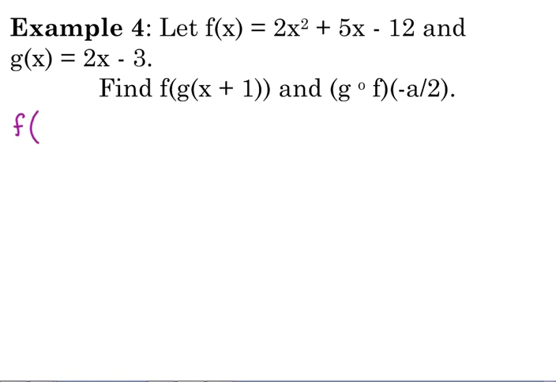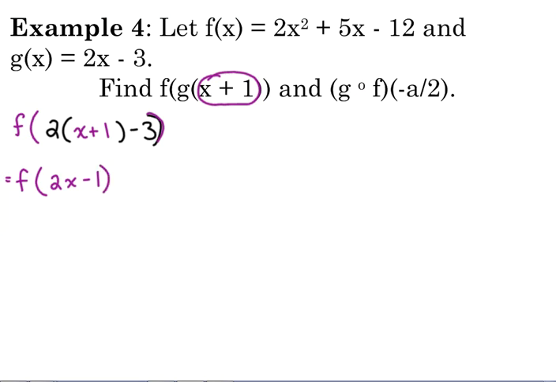Okay, so we're plugging x plus 1 into g. So I'm going to do my skeleton method here. I've got my g of x function, and I put parentheses instead of the x. In those parentheses, I put the expression that I'm plugging in, the x plus 1. Let's go ahead and simplify that. 2x plus 2, and then we subtract 3 from that. So it ends up simplifying to 2x minus 1. And then we're just plugging that into f.